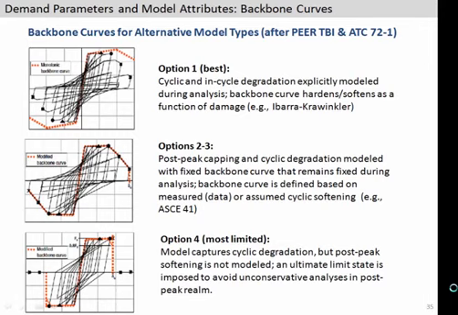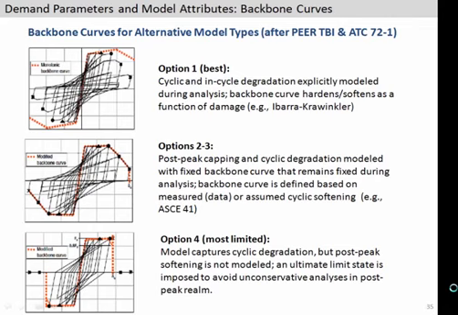Options 2 and 3 are put together here. These are ones where you say, well, in my analysis program, the backbone curve has this negative stiffness, but that backbone curve is fixed in the analysis model. So as many cycles as go by, that backbone curve is going to be fixed there. And it's picking up that negative slope, but it can't degrade. So that would be option 2.